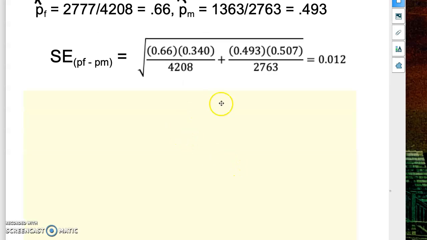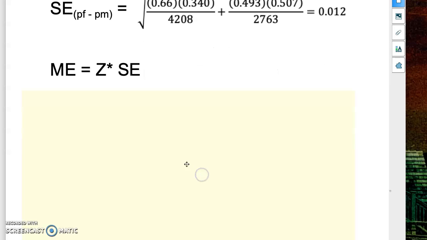Standard error, okay, we take these proportions, the first one times 1 minus, so 0.66 plus 0.34 adds up to 1, divided by N and F in this case. And over here, same thing with this number, 0.493, 0.507 divided by 2763. This gives us our standard error of 0.012.